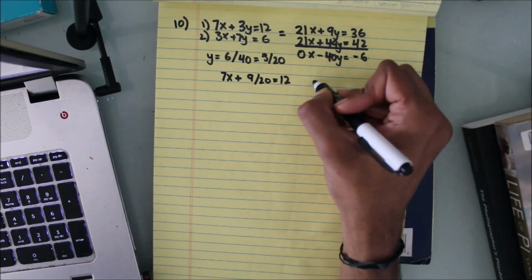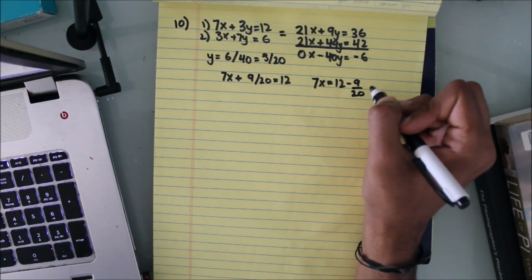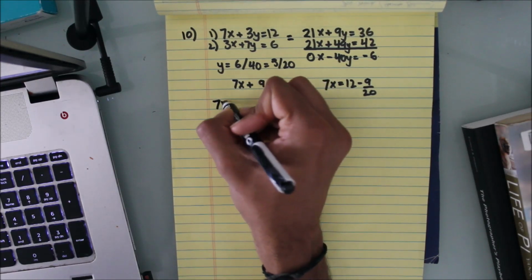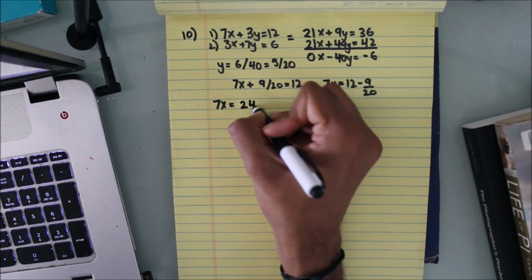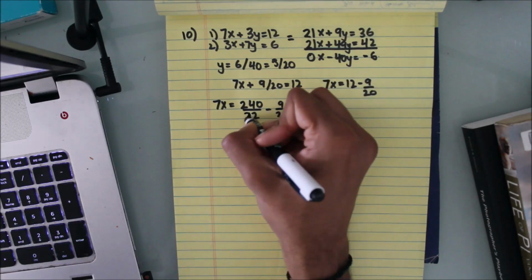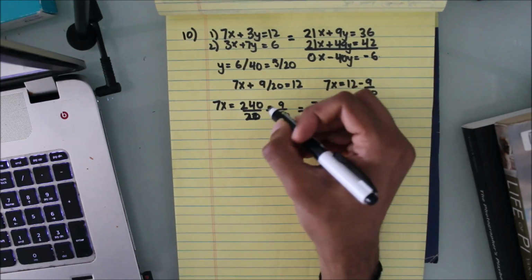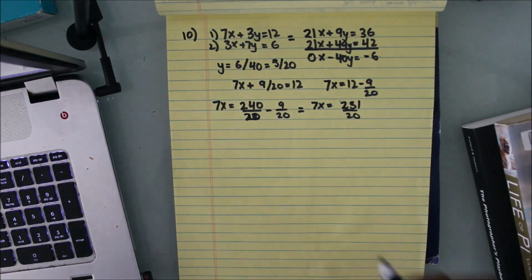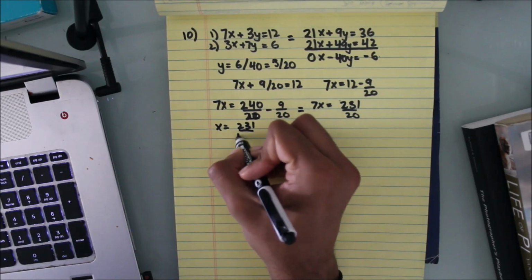We're going to move the 9 over 20 to this side. We have 7x equals 12 minus 9 over 20. Now, if we actually do this, we have to multiply 12 by 20, which is 240, minus 9 over 20. This gets us 7x equals 231 over 20. And now let's multiply both sides by 1 over 7. And we get x equals 231 over 140.